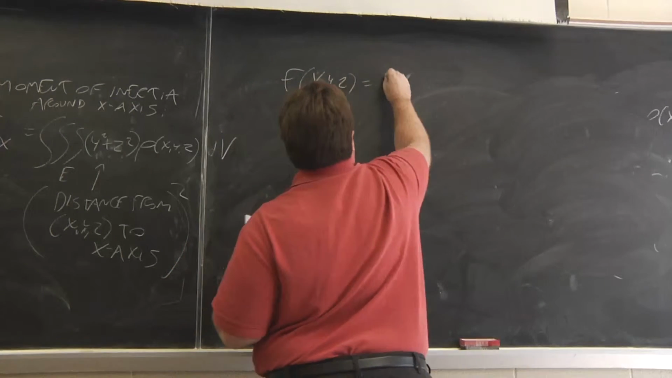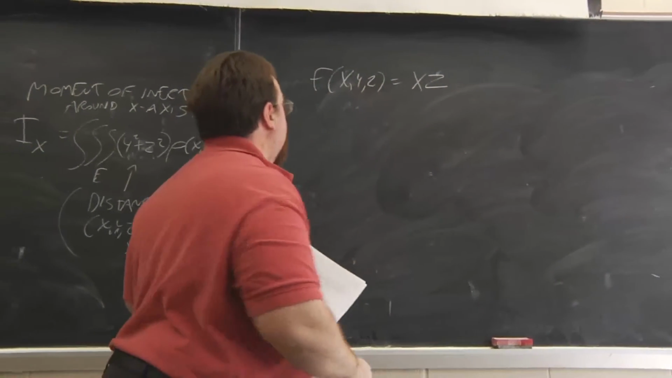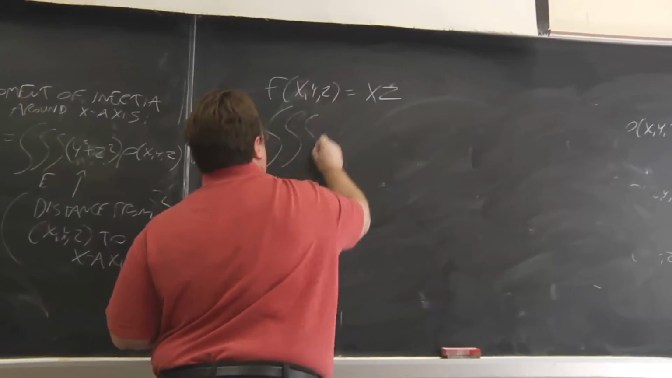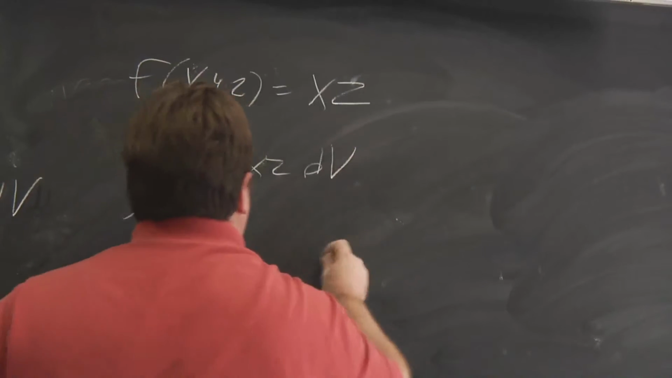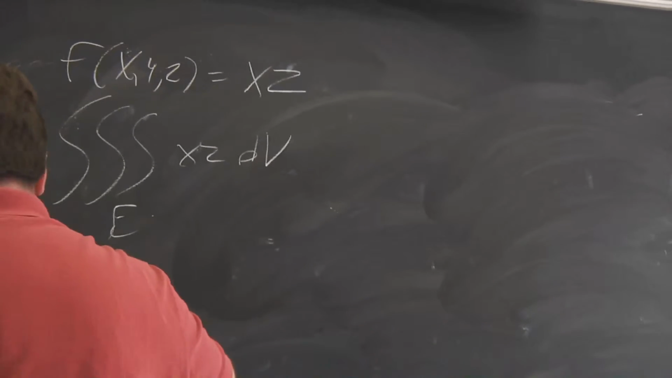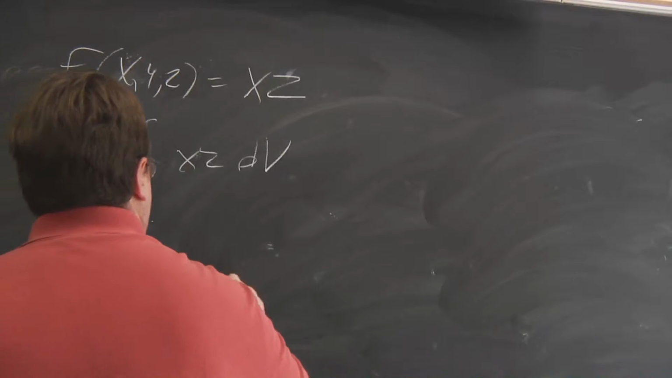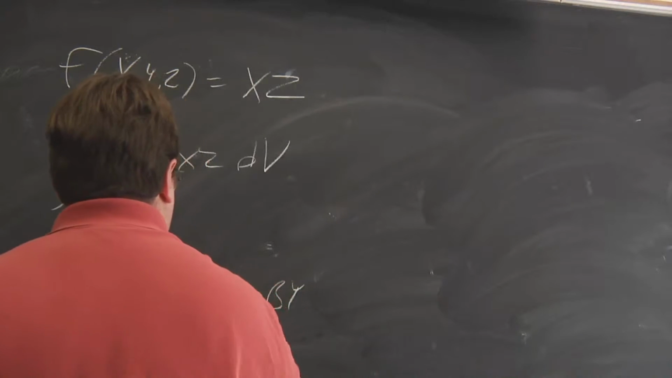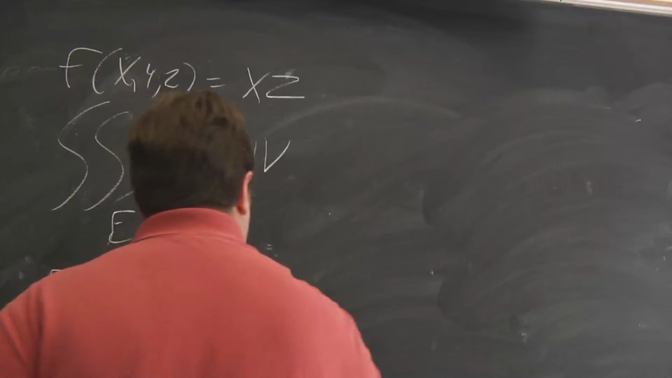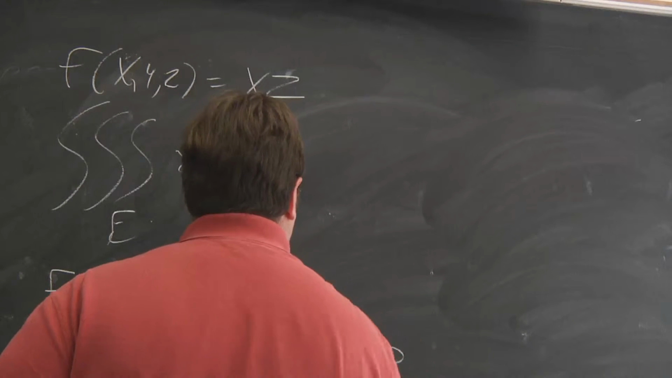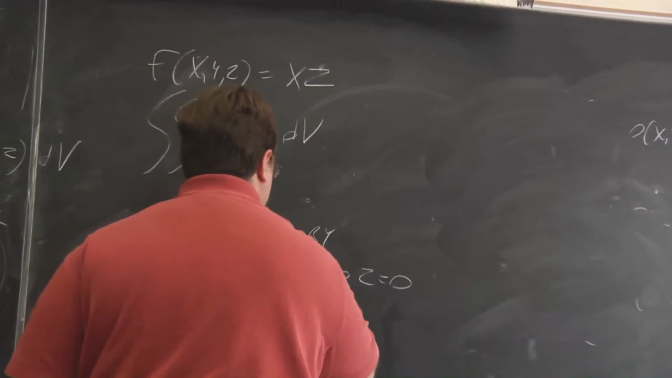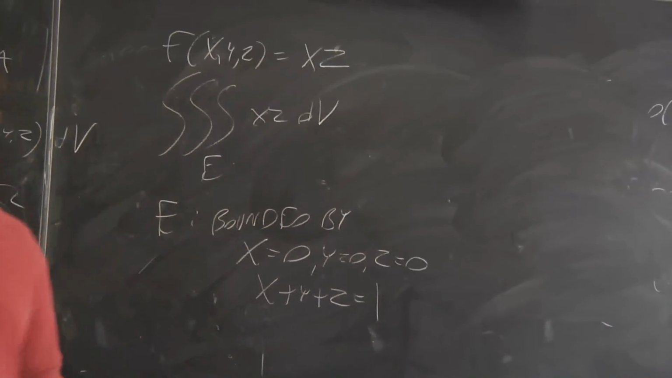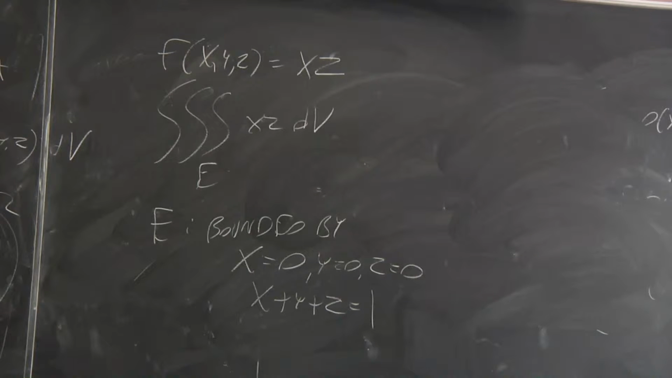The function f of x, y, z is x times z, and we want to compute the triple integral of this function where E is bounded by the planes x equals 0, y equals 0, z equals 0, and the plane x plus y plus z is equal to 1. So what do you end up getting?